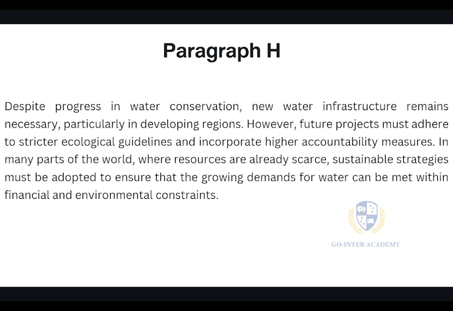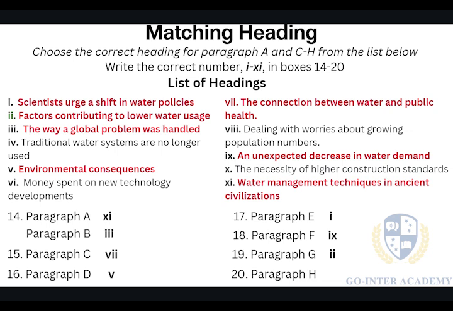Paragraph H tells us that even though water conservation has improved, new infrastructure is still needed, especially in developing countries. Future projects must follow stricter environmental guidelines and higher accountability. Let's look at the remaining headings. Heading 4. Traditional water systems are no longer used. The paragraph talks about building new infrastructure, not abandoning old systems. So we take this heading out.